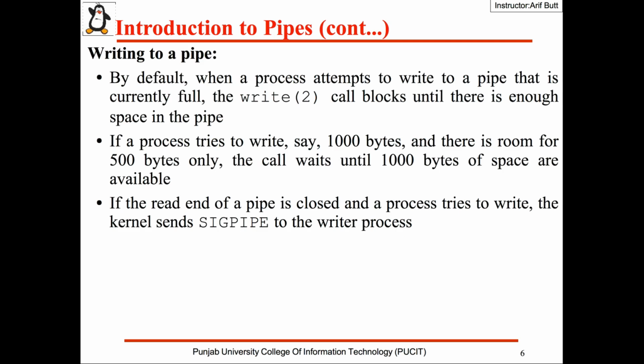As far as writing to a pipe is concerned, by default, when a process attempts to write to a pipe that is currently full, the write system call blocks until there is enough space in the pipe. For example, if a process tries to write, say, 1000 bytes, and there is room for 500 bytes only, the call waits until 1000 bytes of space are available. And if the read end of the pipe is closed and a process tries to write, the kernel sends SIGPIPE to the writer process.